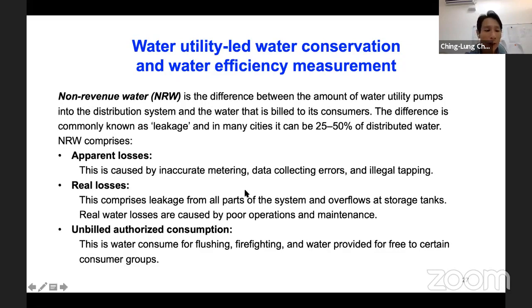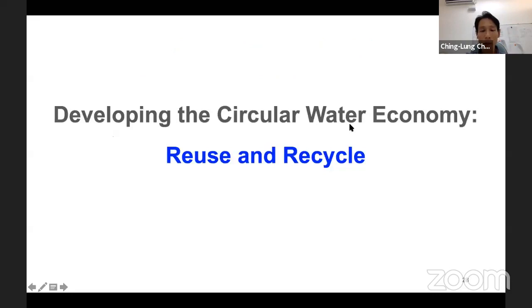Okay, and then the other one is real loss. Real loss means leakage from all parts of the system and overflow at the storage tank. Real water losses are caused by poor operation and maintenance. And then unbilled authorized consumption. This is the water consumed by flushing, firefighting, and water provided for free to certain consumer groups.